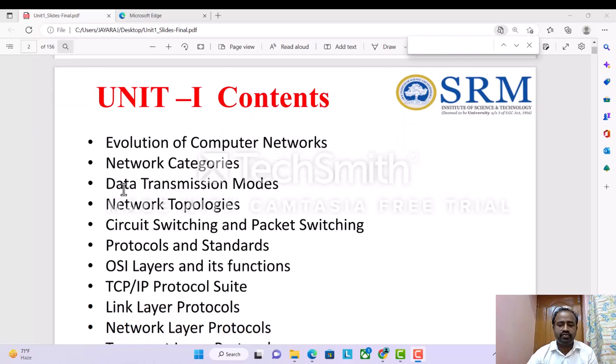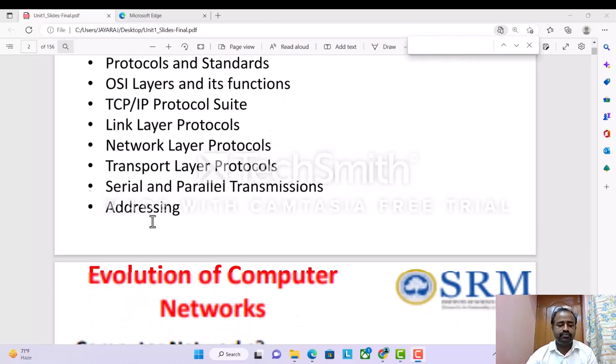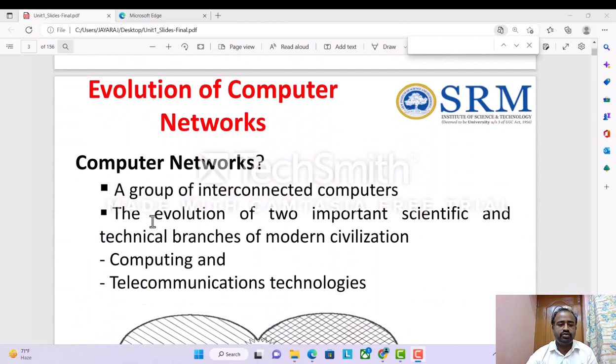These are all the contents of the first unit. From this, we are going to see the evolution of computer networks, how these networks are categorized, their transmission modes, how the data or messages are transferred, and then the topologies. Topologies are the order in which networks can be established and how they work. That is what we are going to see. Let us start with the evolution.